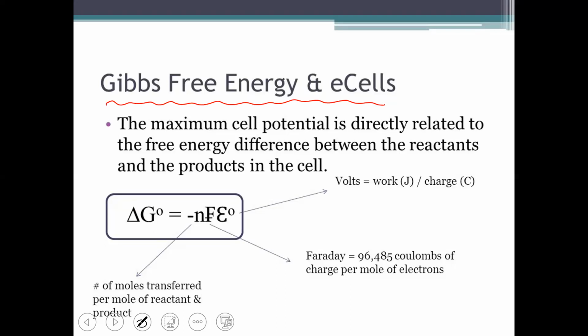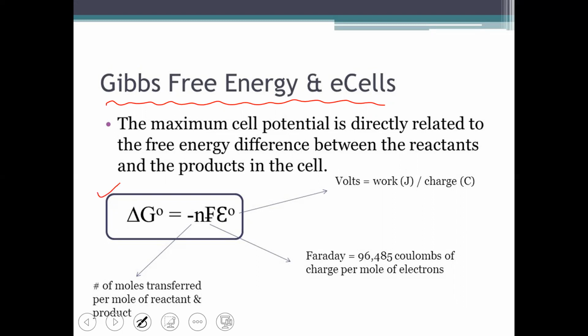What is the cell potential? Cell potential is directly related to the free energy, which is a difference between the reactants and the products in the cells. Then how can you write it as an equation? The mathematical expression for the Gibbs free energy, we can write it as, see this one.